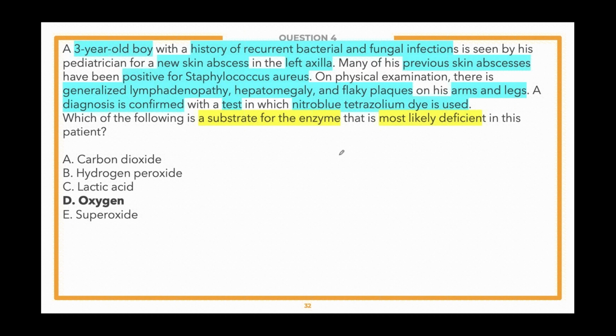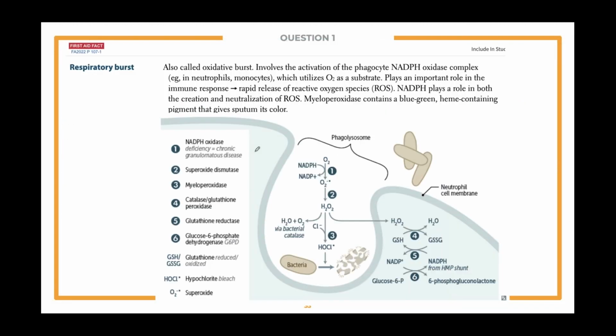CGD is caused by a deficiency in NADPH oxidase activity, okay? And this NADPH oxidase is used by neutrophils to destroy pathogens using a mechanism that we refer to as respiratory burst, okay? So if we take a look at the next slide, what we see here is that respiratory burst plays an important role in the immune response. And you can see there, of those enzymes and steps in the respiratory burst, the very first step is done by NADPH oxidase. And a deficiency in that leads to what our patient has, chronic granulomatous disease.